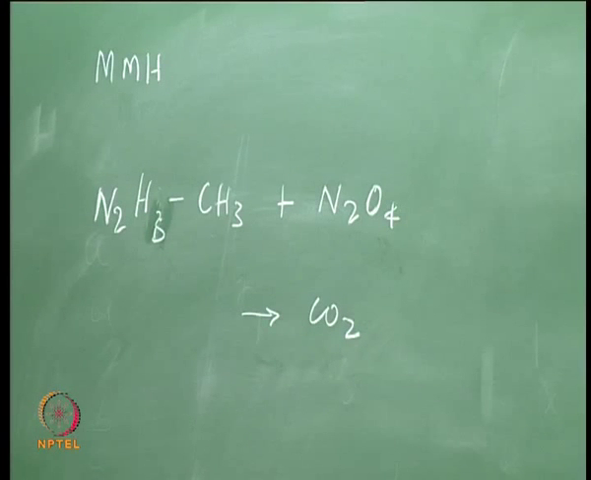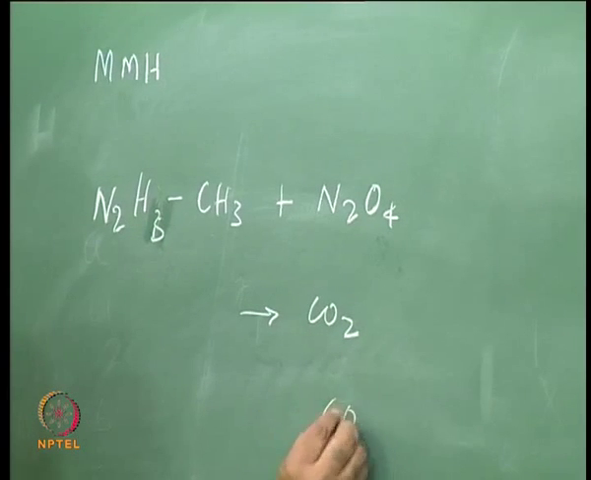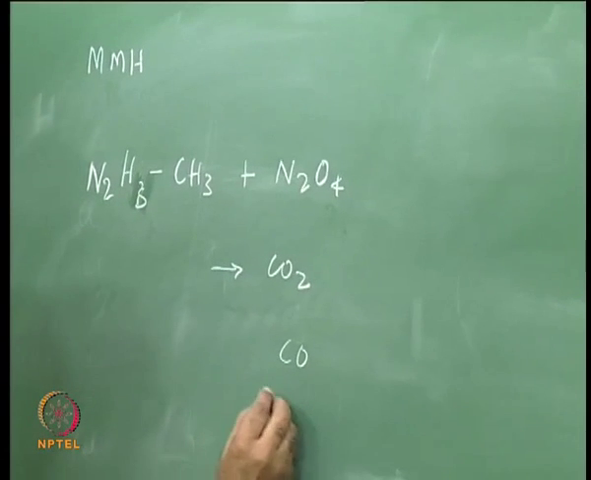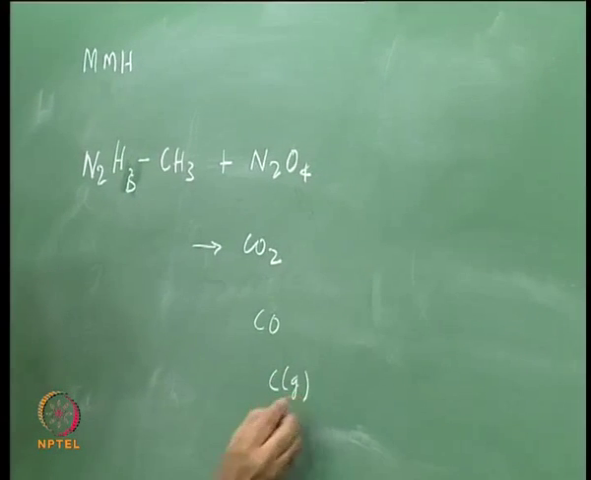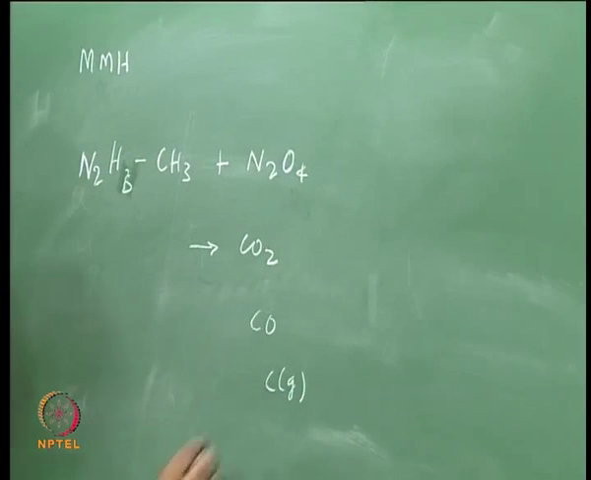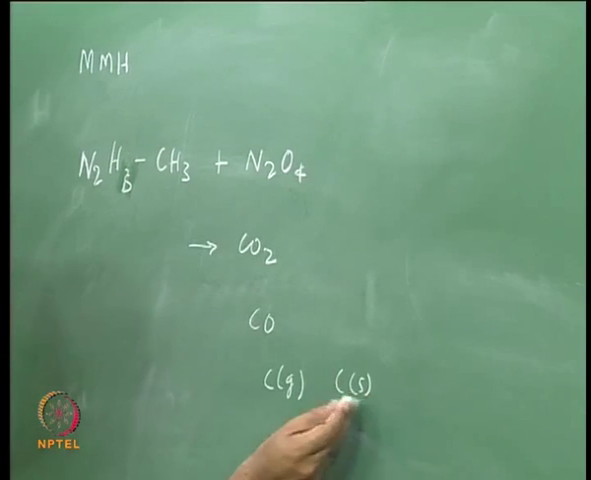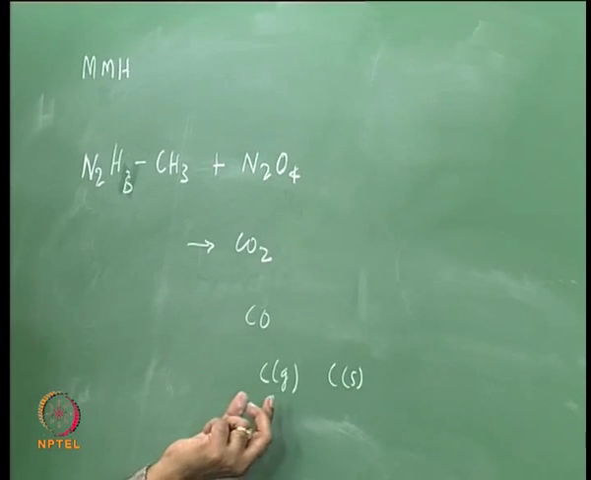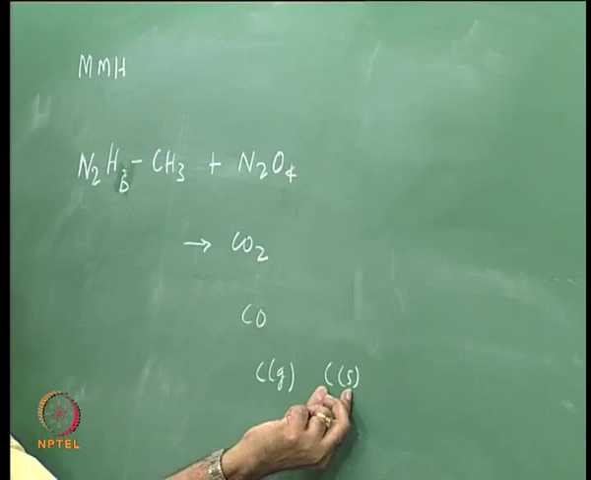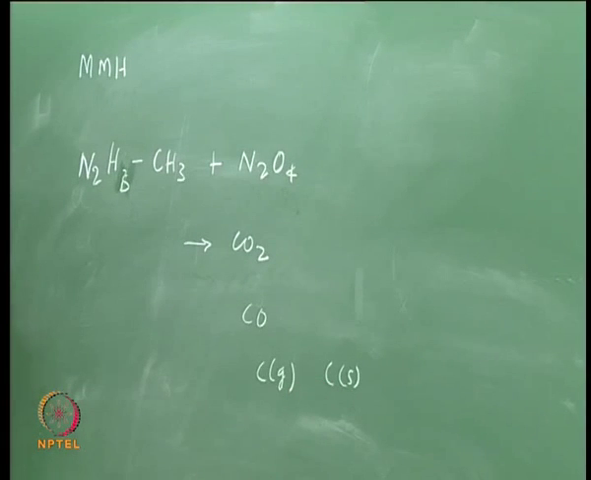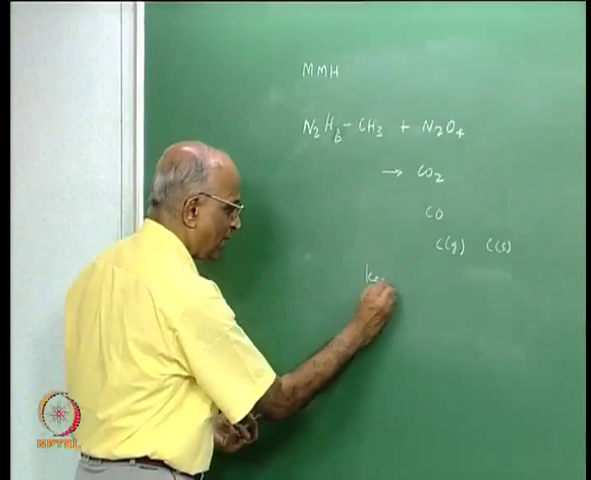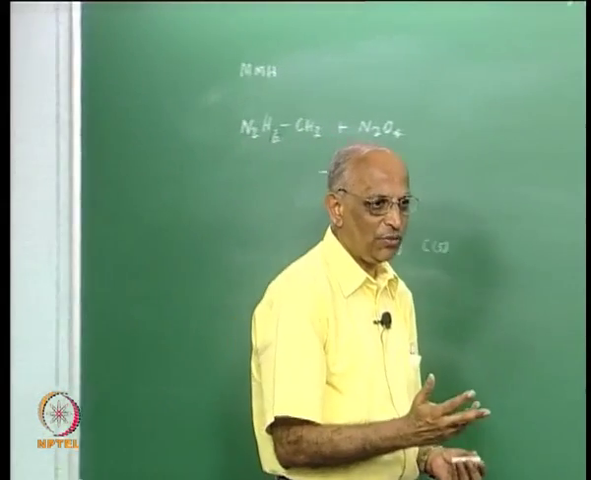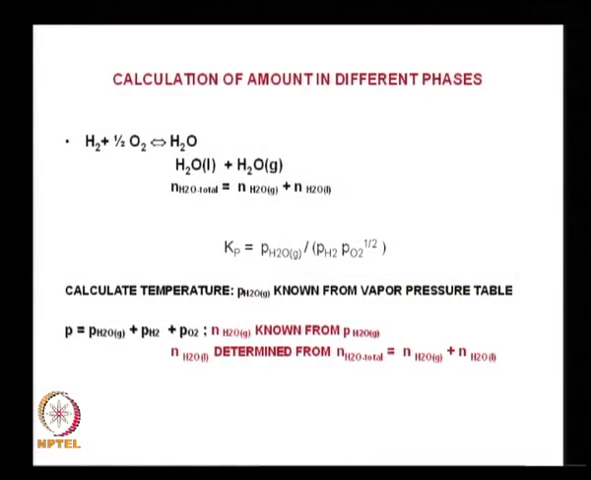If my temperature is very high, maybe I could get CO. Maybe if the temperature is still high, maybe I could also get C of the G. But if my temperature is not so high, I could also get some solid form of carbon. Therefore, how do I distinguish between a gas phase and a solid phase? That also can be done using equilibrium analysis, K equilibrium, and this is what I show with respect to water, and let us say liquid phase of H2O, which is water, and the gaseous phase, which is steam.